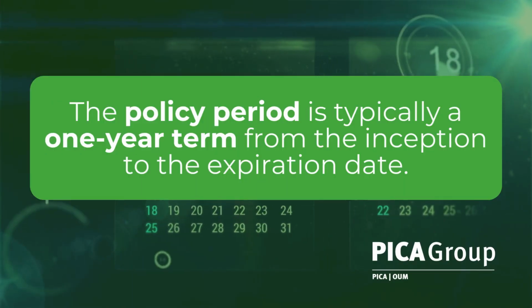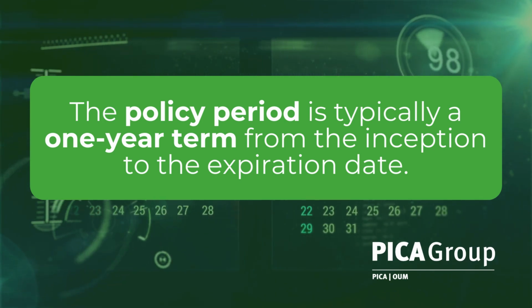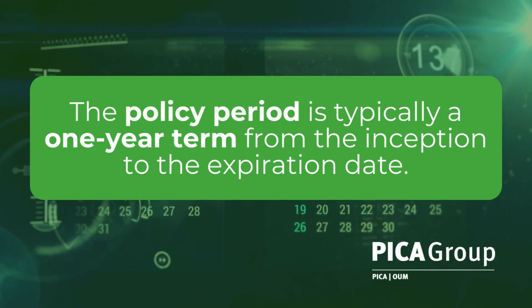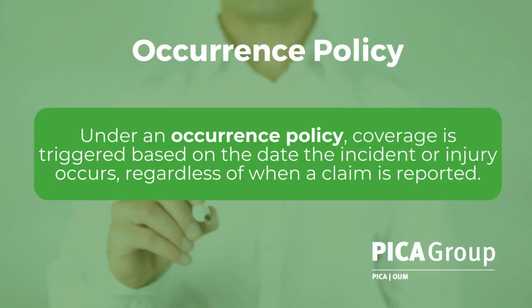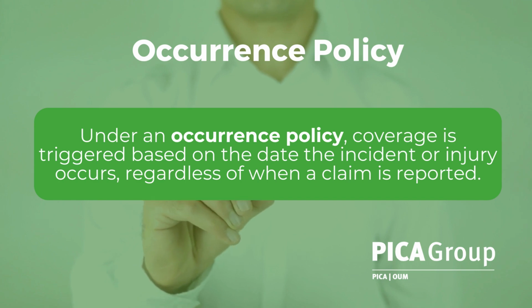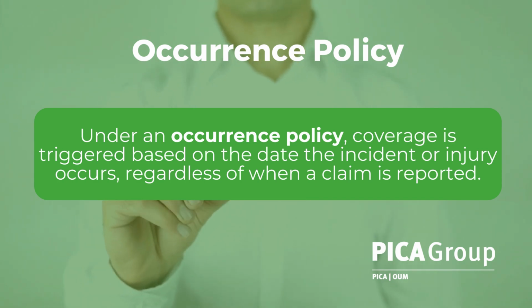The policy period is typically a one-year term from the inception to the expiration date, for example, July 1st, 2024 to July 1st, 2025. Under an occurrence policy, coverage is triggered based on the date the incident or injury occurs, regardless of when a claim is reported.